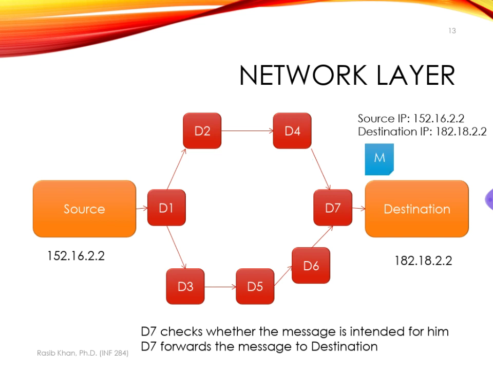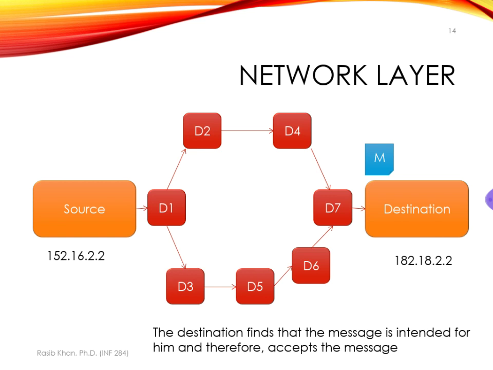D7 checks and verifies that the message is not for it, but it identifies that the destination address is one of its own local connections. That means that the destination is directly connected to D7. So D7 then forwards it to the final destination, and the final destination receives the message and knows, looking at the destination IP, that this message was intended for this particular network host.